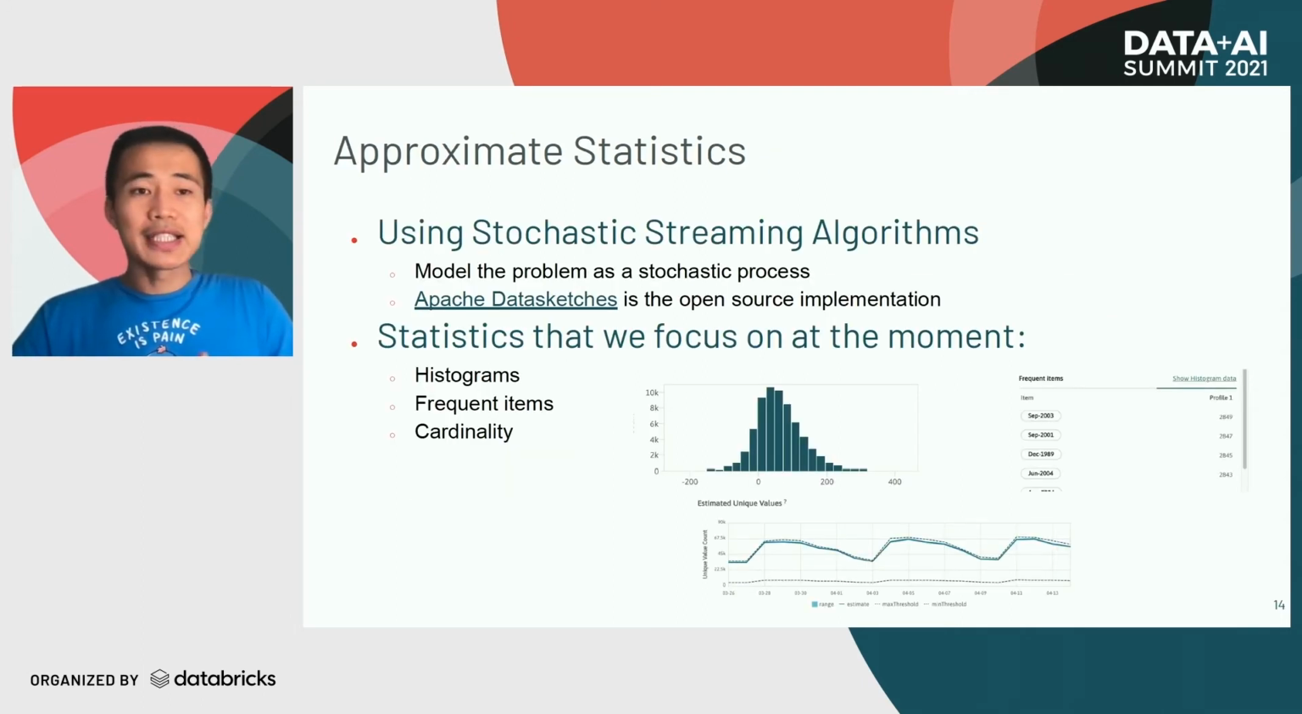And finally, using Approximate Statistics, we basically model this problem as a stochastic process. We use Apache DataSketches, which is the open source implementation for this. And they gave a very good talk around this topic, deep diving into the algorithm, last year at the Data and AI conference for 2020. Using these statistics, we focus on histogram, frequent items, and cardinality. They provide really high fidelity in terms of the nature of your data.